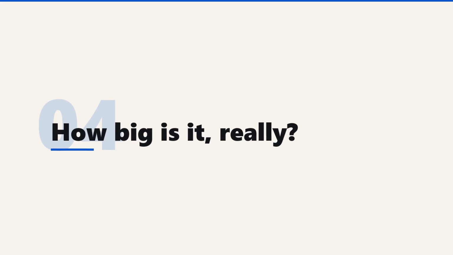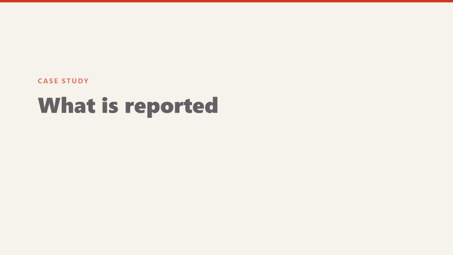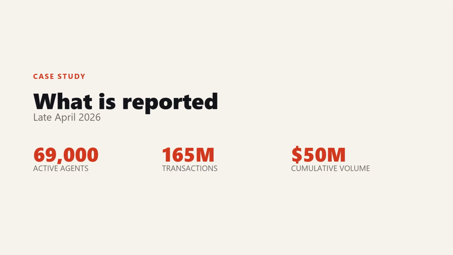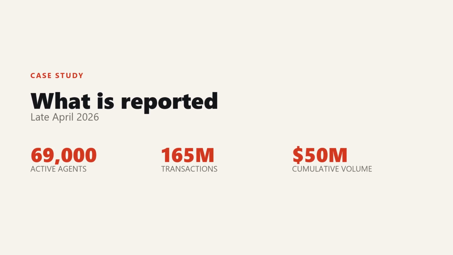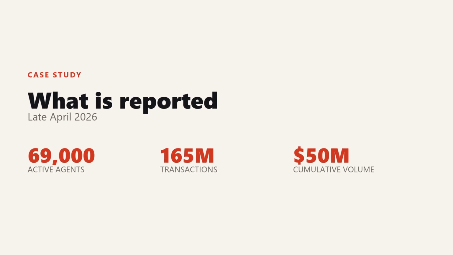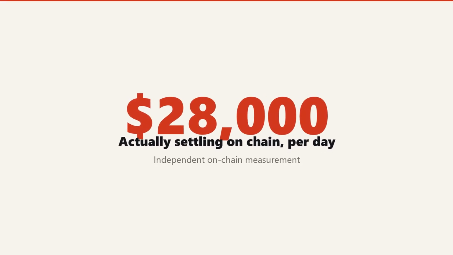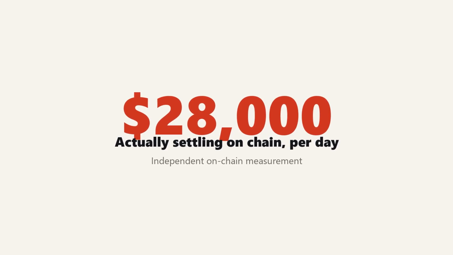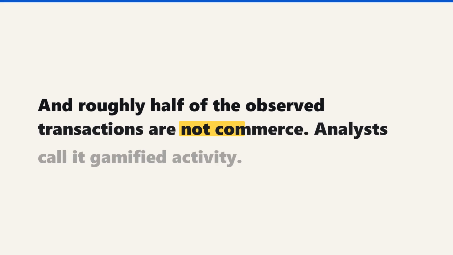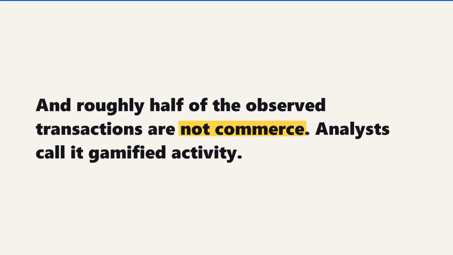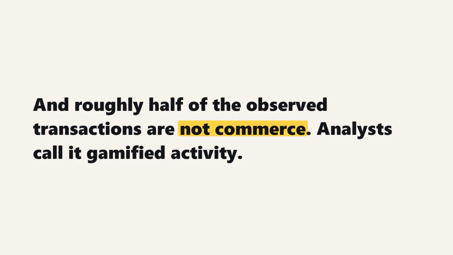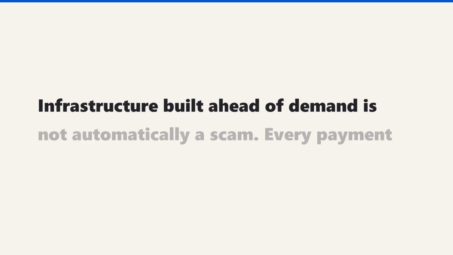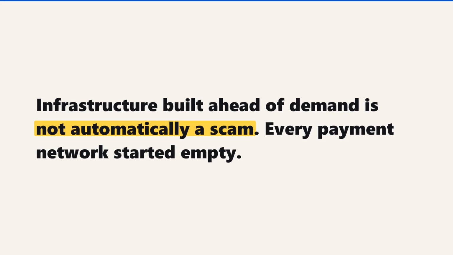Now the numbers. And this is where you should sit up. The reported figures are impressive. By late April 2026, 69,000 active agents, 165 million transactions, around $50 million of cumulative volume. The wider ecosystem has been valued somewhere near $7 billion. Then you look at what is actually settling on chain, roughly $28,000 a day. And independent analysis suggests that about half of the observed transactions are not real commerce at all. They are what the analysts politely call gamified activity. Automated, self-referential, often driven by incentive programs that reward transaction counts.